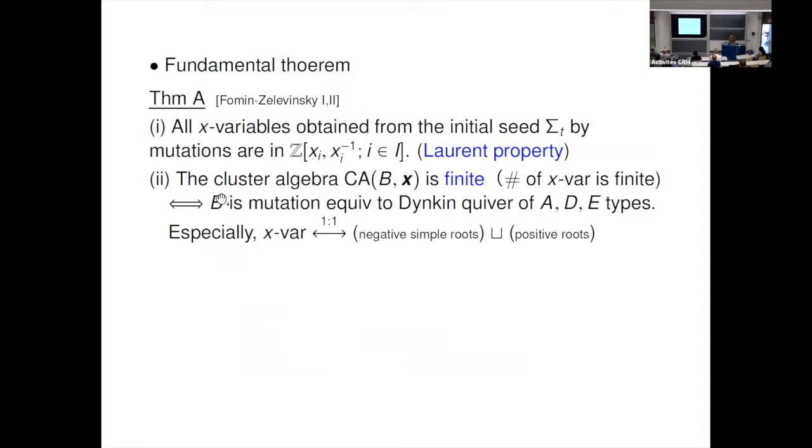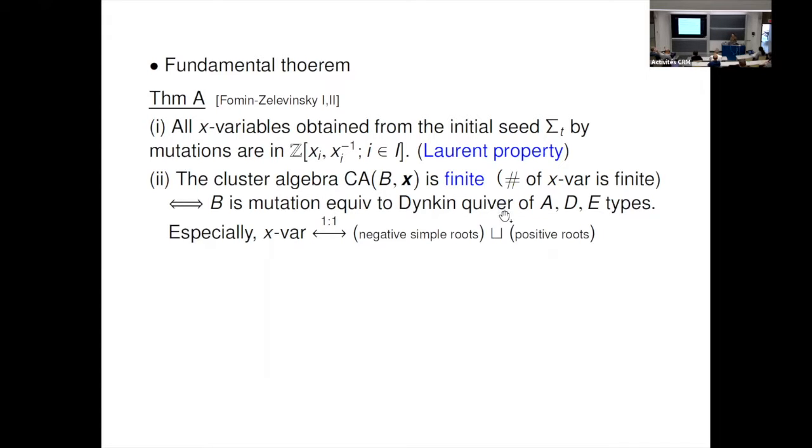And the second claim is that the cluster algebra is finite, namely the number of X variables is finite, as I explained in the definition of cluster algebra, if and only if an exchange matrix is mutation equivalent to one that denotes a Dynkin quiver of A, D or E types. Mutation equivalent means that after a finite number of mutations, it becomes a Dynkin quiver. Namely, a Dynkin quiver is obtained as a directed graph of an ADE type Dynkin diagram. So these two are very fundamental, important theorems in cluster algebra.